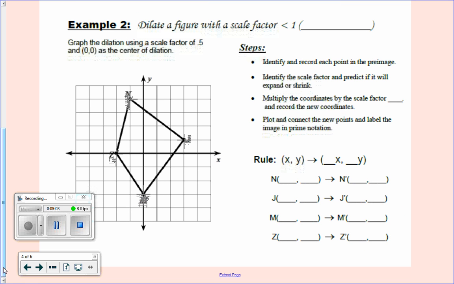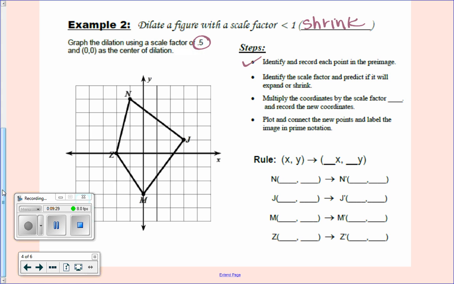Okay. Let's move down to example number 2. We're now going to dilate a figure with a scale factor that is less than 1. What should happen to our quadrilateral? Good. It's going to shrink or get smaller. Absolutely. Okay, so we're going to graph the dilation using a scale factor of 1/2. And again, the origin is always the center of dilation. Again, let's identify and record each point in the pre-image.